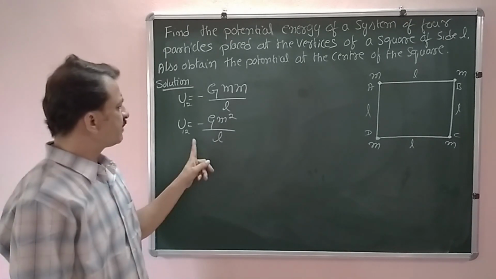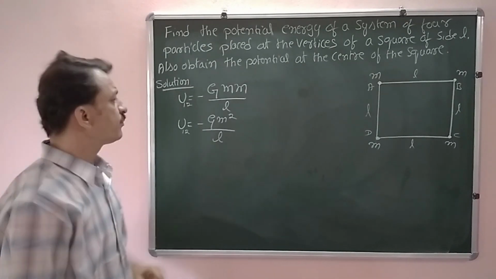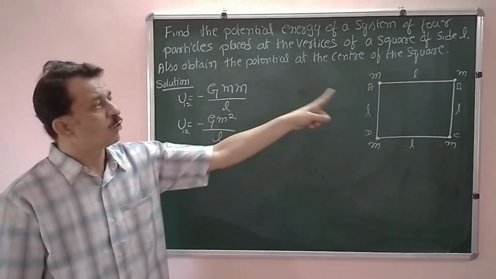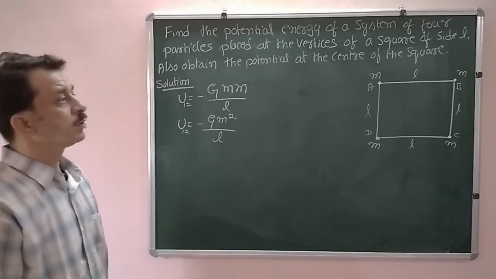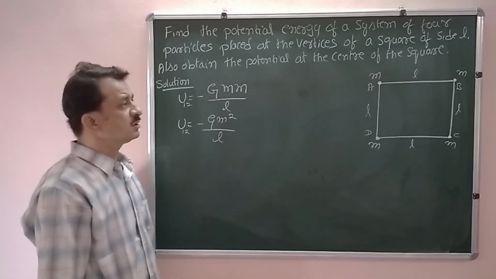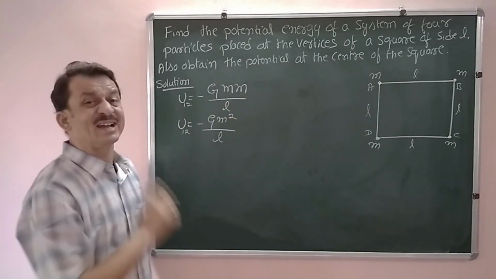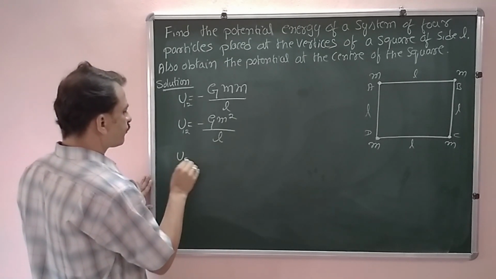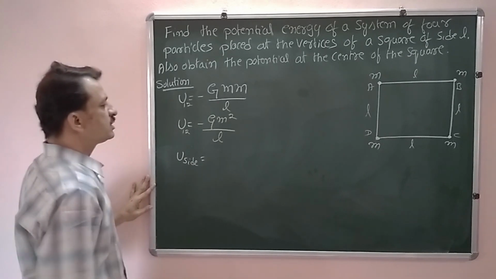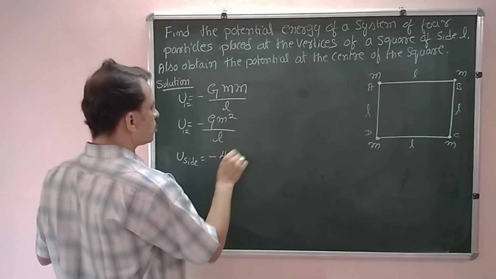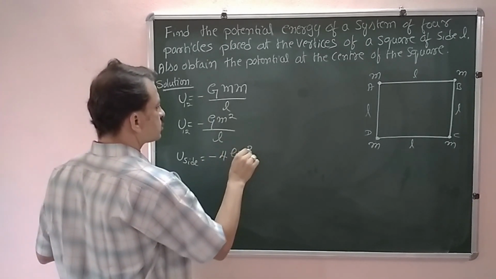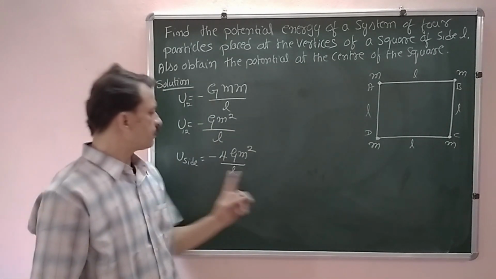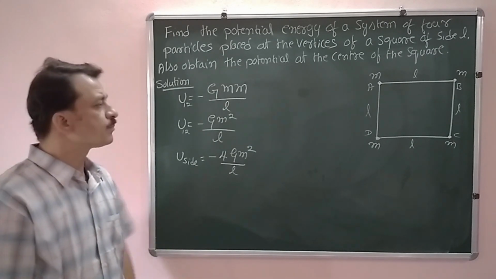Now, all the pairs have the same gravitational potential energy. Therefore, the potential energy for the 4 pairs of particles along the sides is equal to minus 4 G m square divided by L, because all of them are equal, and adding 4 pairs gives 4.